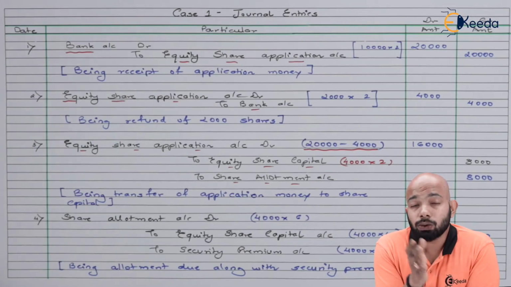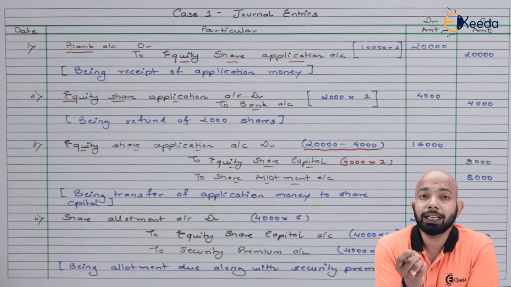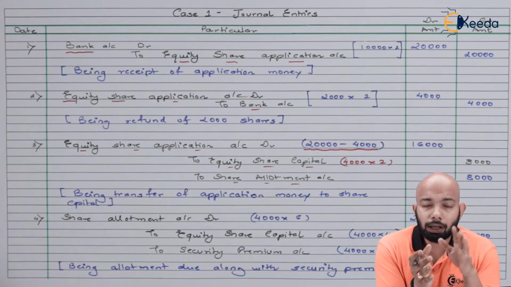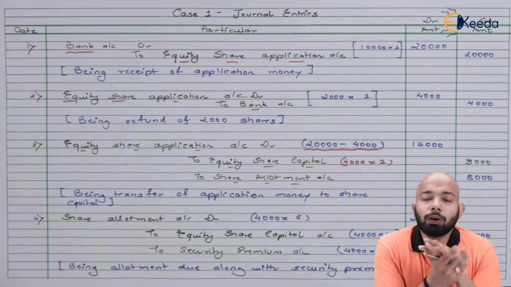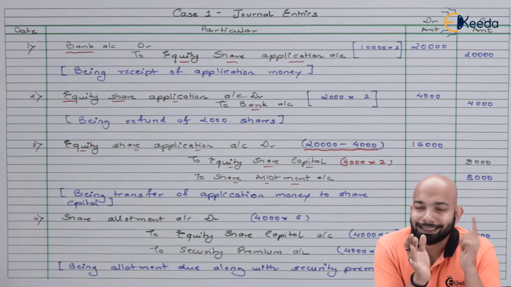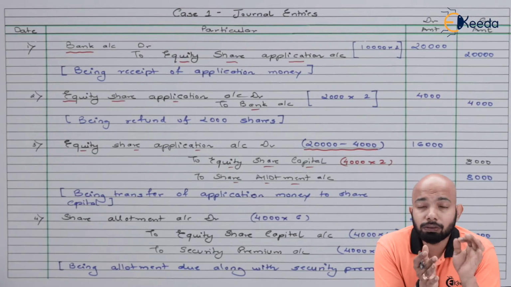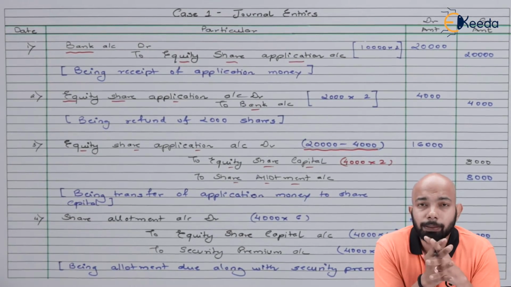So out of 16,000, if 8,000 is subtracted, whatever balance is left will be a part of share allotment. That means whenever the allotment amount is due, this much amount we are not supposed to receive by all means. Excluding the call scenarios, excluding everything else, this won't be received by us because we have already received it in terms of application money. So that entry has to be passed.